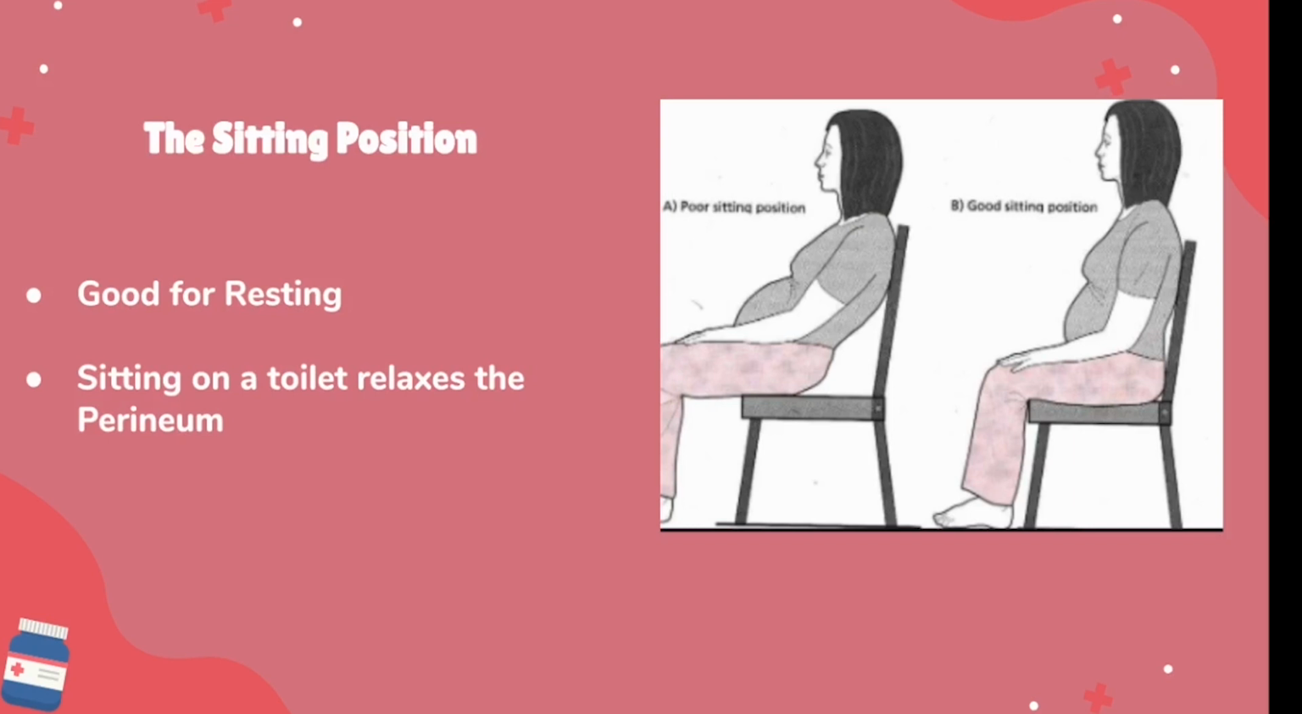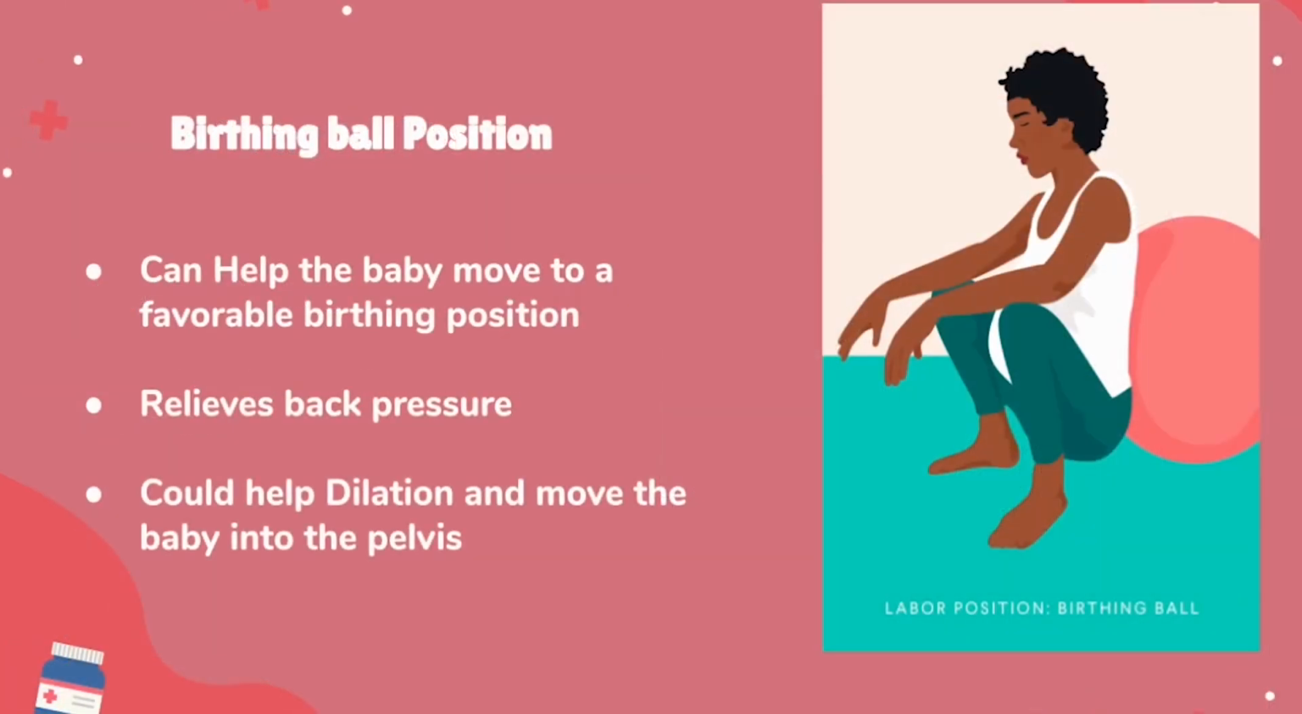The sitting position: the mother could do this on a birthing chair or on a toilet. Her legs must be spread so that there could be relief on the pelvis area. Birthing ball position: you can use the birthing ball position in several ways. Some women sit or rock on it and lean against it, or simply drape their upper bodies over it while kneeling. This could help the baby move into a more favorable birthing position. This also relieves back pressure.